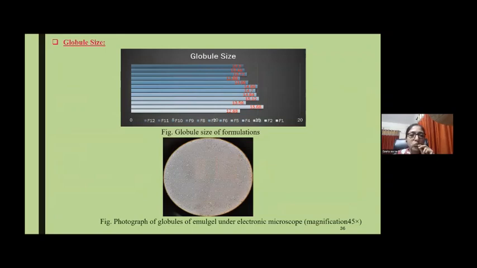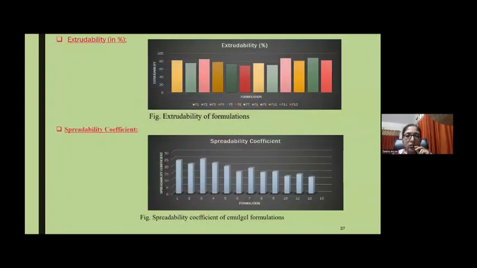Now the globule size was observed under an electron microscope, where the globule size was within a range of 12.88 to 15.84. Now this is indicating effective penetration of the formulation. That means whatever formulation we have prepared is showing effective penetration because the particle size is found to be within that range.